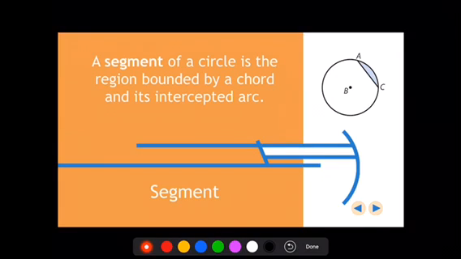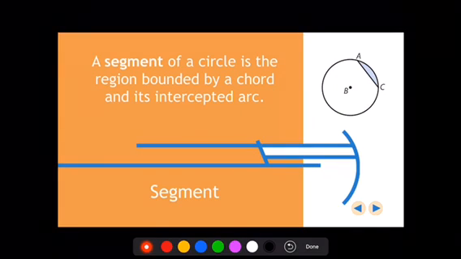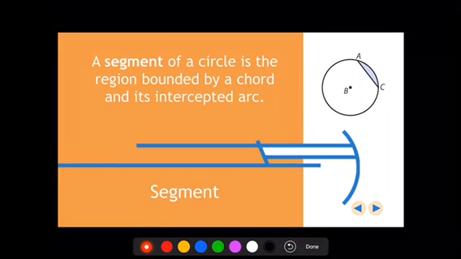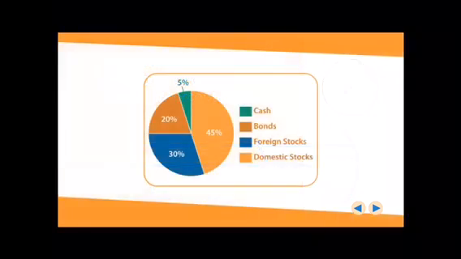Let's go ahead and define a segment. A segment of a circle is a region bound by a chord and its intercepted arc. This section that you see here shaded in, that I'm coloring in right here, is referred to as a segment. So you're going to have to find the area of a segment as well as the area of a sector. We're going to talk about how to do that.